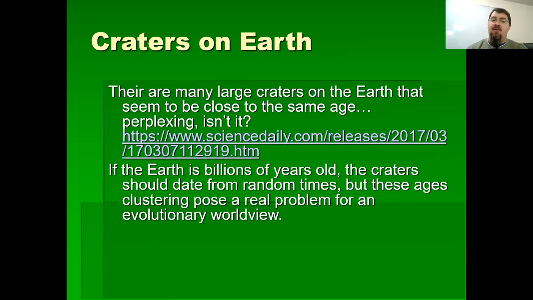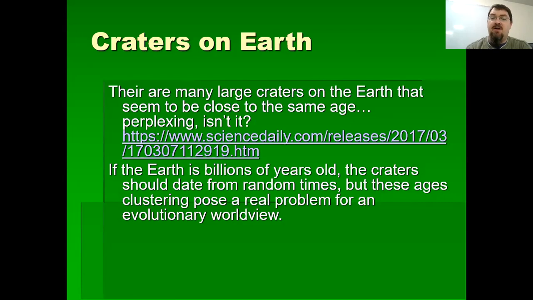Many craters on the Earth seem to be about the same age. Of course, they're using dating methods that I strongly disagree with. But to me, it's interesting that they find a concordance. In other words, all of their methods are wrong the same direction. And they find that many of these craters are very, very close to the same age. And this has really perplexed the scientists.